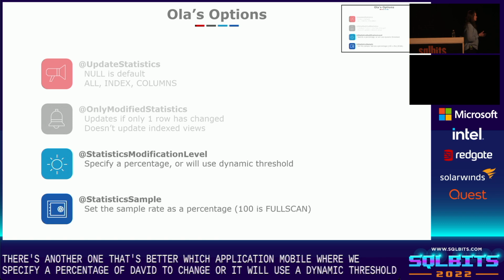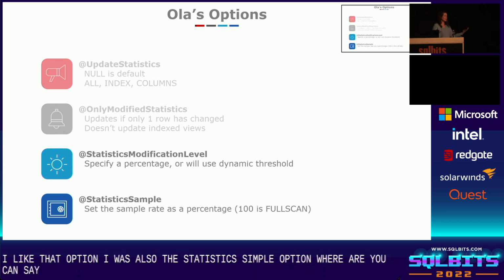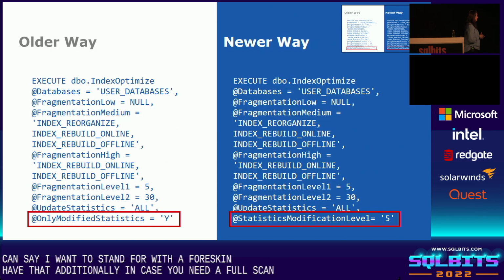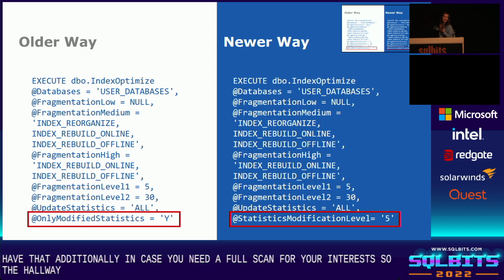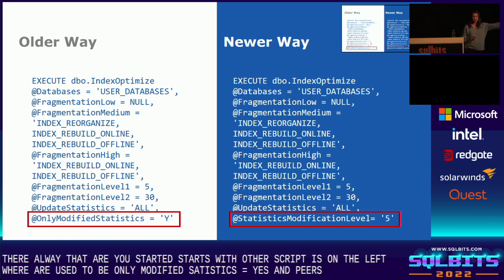I like that option. There's also this StatisticsSample option, where you can say, I want to sample with a full scan. A little bit beyond the scope of what I want to talk about today, but you have that additionally in case you need a full scan for your indexes. So the old way that I used to update stats with Ola's script is on the left, where I used OnlyModifiedStatistics equals yes. And then a few years ago, he added the option on the right, which was the StatisticsModificationLevel.